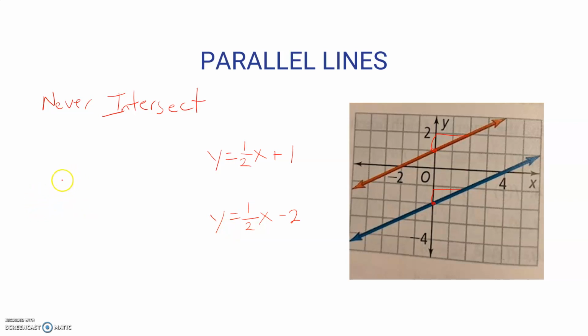So some things we notice about parallel lines. One is that we notice that the slope is the same. 1/2 x, 1/2 x. So same slope, but our y-intercept is different. So same slope, different y-intercept. If it had the same y-intercept as well, then it would be the exact same line. But different y-intercepts make the two lines parallel. They'll never cross each other. So same slope, different y-intercept makes our lines parallel.